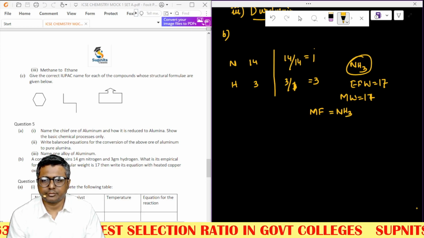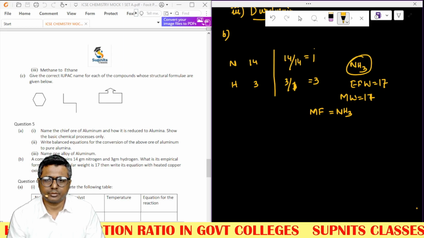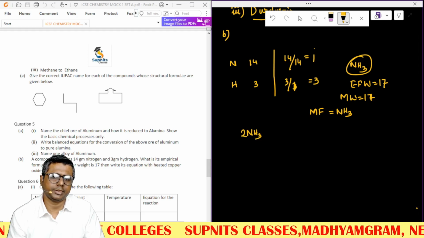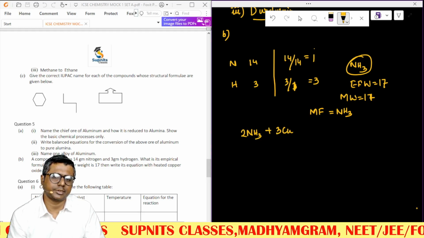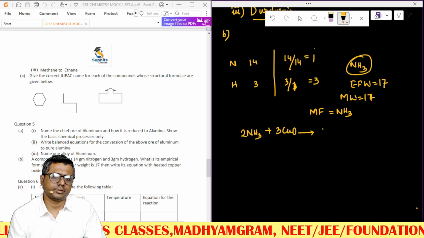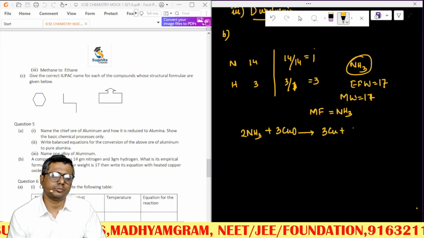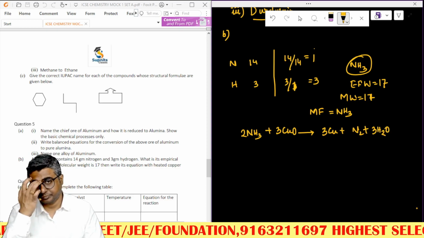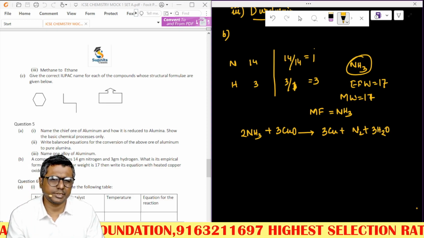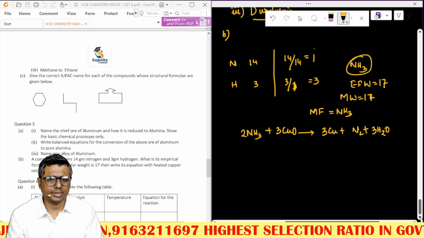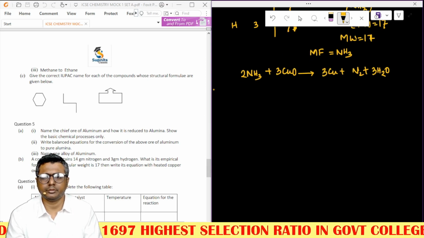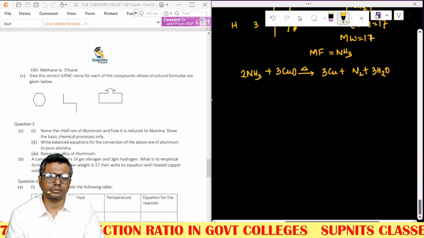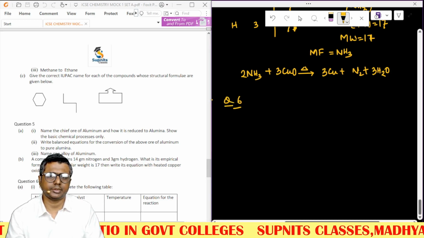Write its equation with heated copper oxide. So who doesn't know this equation? 2NH3 plus 3CuO gives 3Cu plus N2 plus 3H2O. Today only we are doing it twice, I guess. Easy question. See, very easy questions have been asked. Each and everyone should be able to do it. So the answer is done, right? This answer is done. We can go to question number 6.